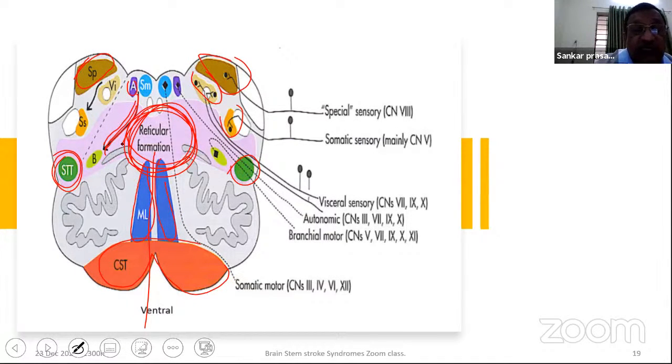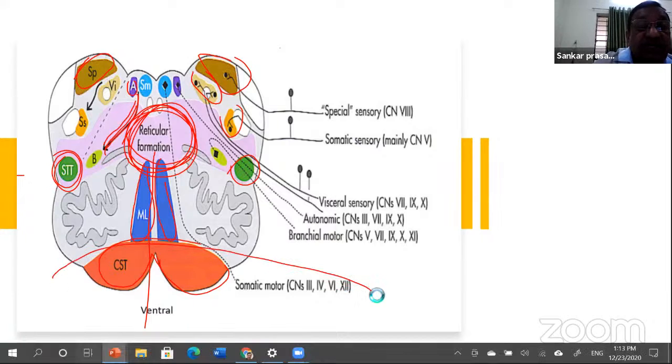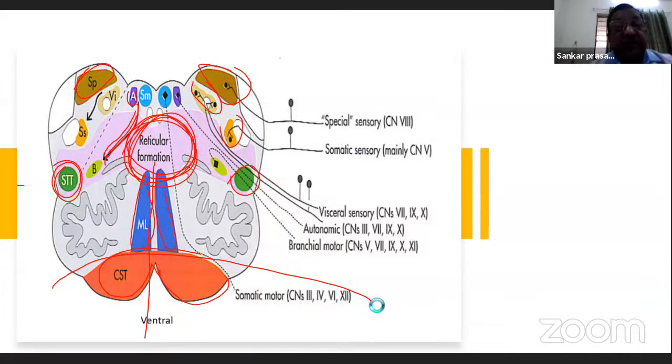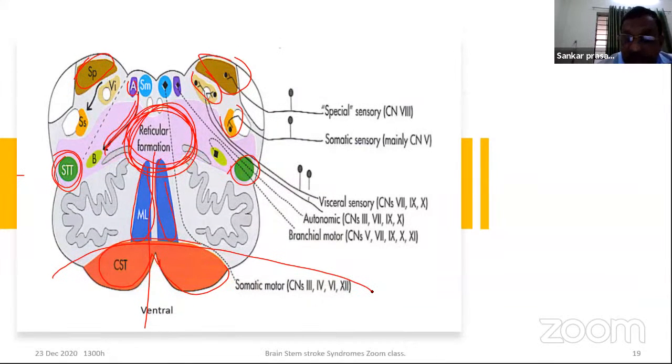So now you understand the anatomy, because we have to localize by symptoms and signs whether the affliction in the brainstem is on the ventral side or on the dorsal side by looking at the diagram. Okay, next.